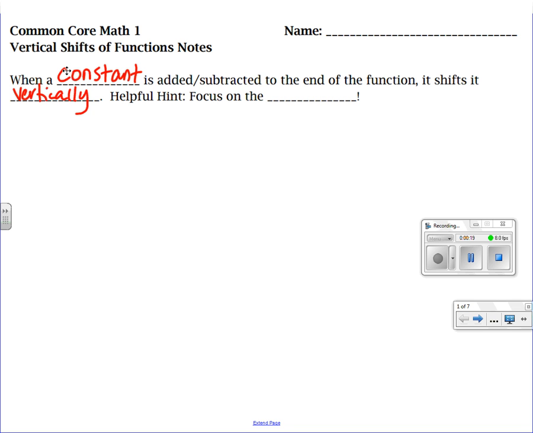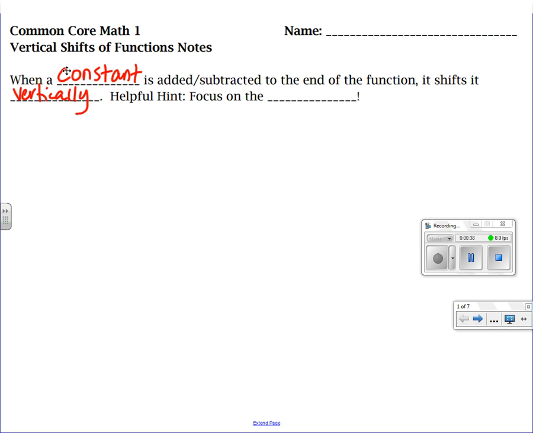Does anybody know what I mean by constant? Yes, in this case, a constant is just a number, like a plain old number. So when a number is added or subtracted to the end of a function, it shifts it vertically. What direction is vertically? Up and down, okay, up and down.